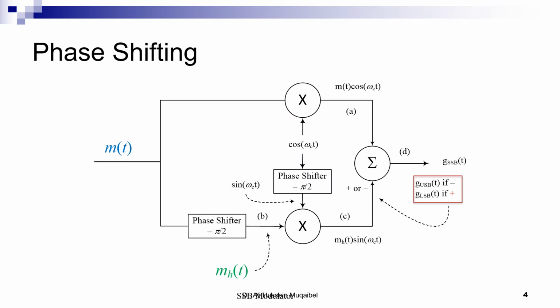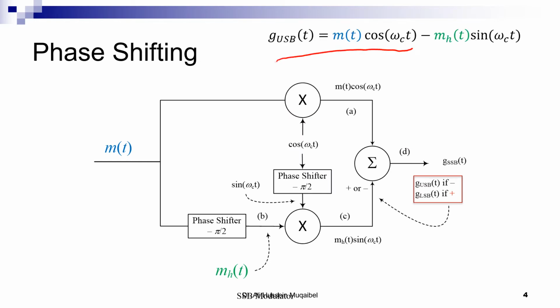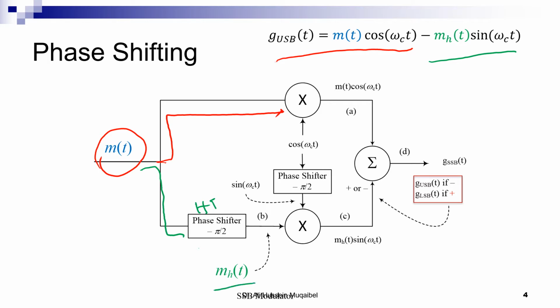In the second method, we basically implement the equation. So the equation says, take the message multiplied by cosine. We're taking the message. In the upper branch, we're doing the first expression, multiplying by cosine. And the lower branch corresponds to this expression: we take the message and delay it by an ideal minus pi over 2 phase shift, which is nothing but Hilbert transformer. Then the message here becomes m sub h.